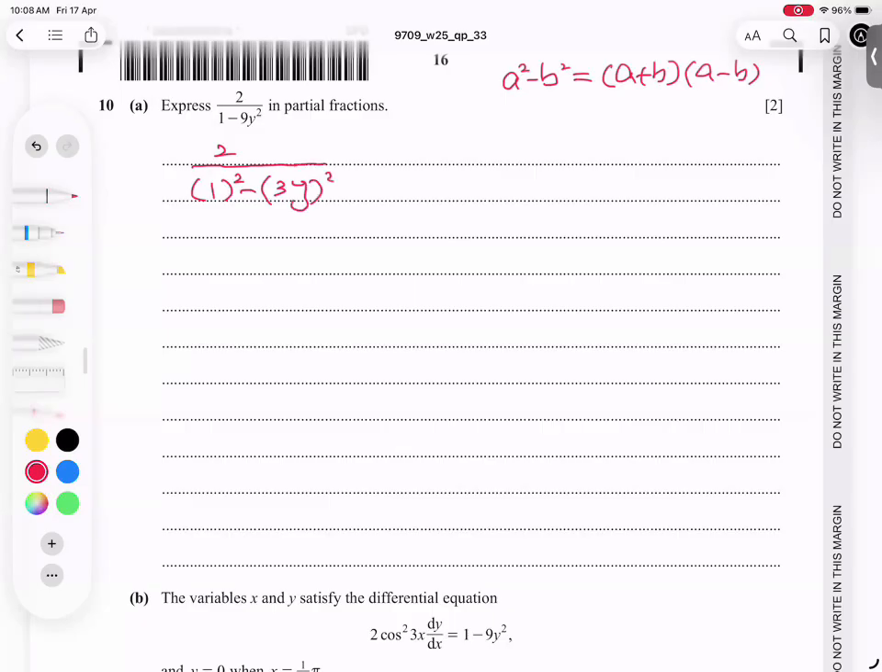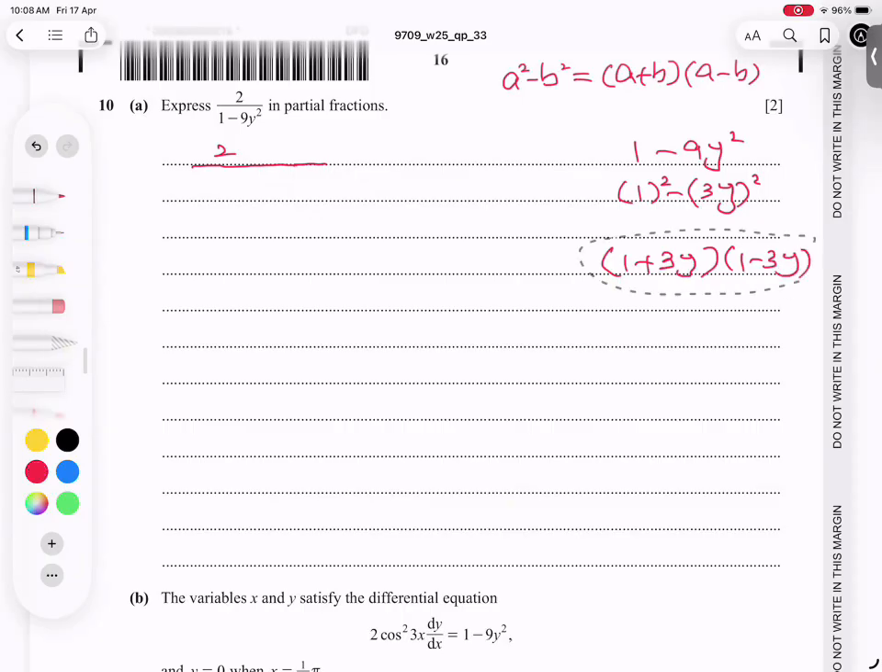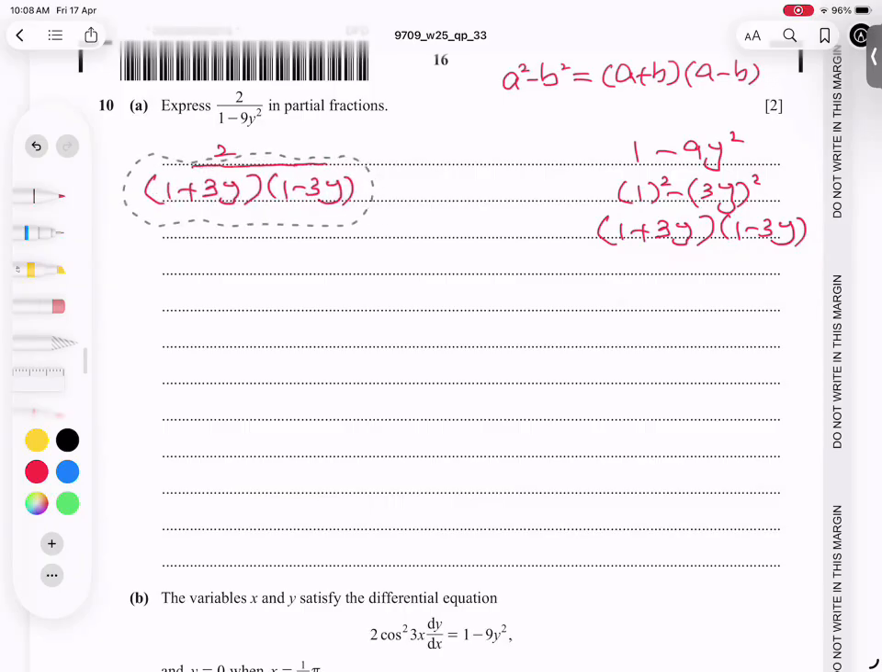If we check it, or I can do this in a separate place here, basically it was 1 minus 9y squared. Now I can say 1 times 1 plus 3y and 1 times 1 minus 3y. So this factorization part is over, and now I'm going to paste this here, which I can do easily. So this is factorization, and now I'm going to do the partial fraction.